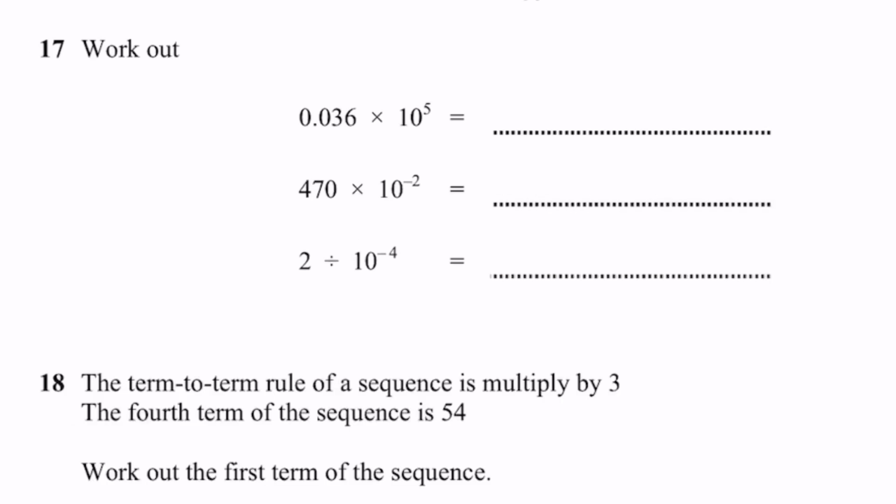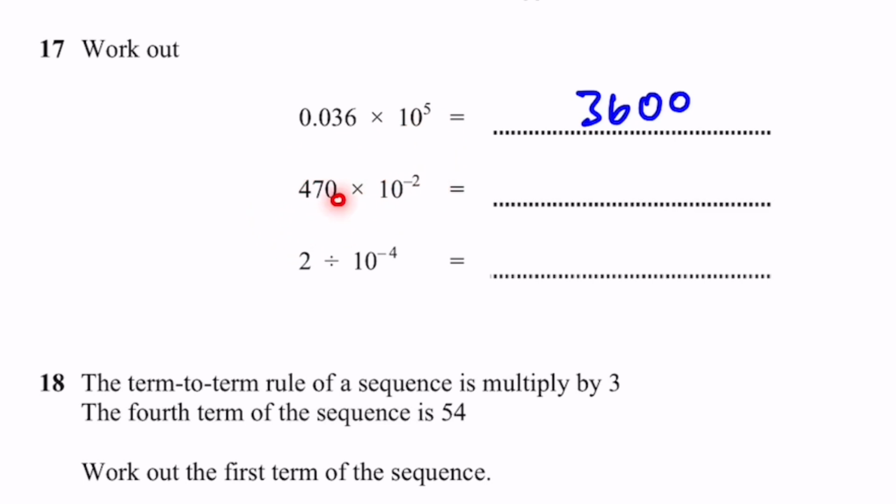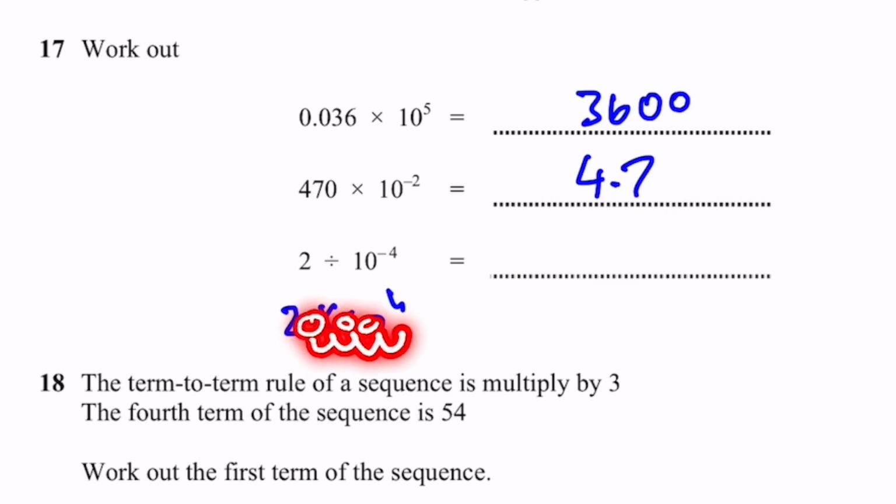Question 17. Work out 0.036 times 10 to the power 5. That means the decimal place moves 1, 2, 3, 4, 5 places, so there are 2 zeros here: 3600. Next, 470 times 10 to the power minus 2. The decimal place goes 2 steps back: 4.7. Next, 2 divided by 10 to the power minus 4 is equal to 2 times 10 to the power 4. The decimal place moves 4 places, so 4 zeros: 20,000.